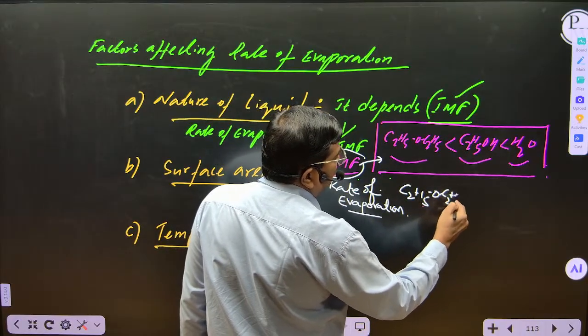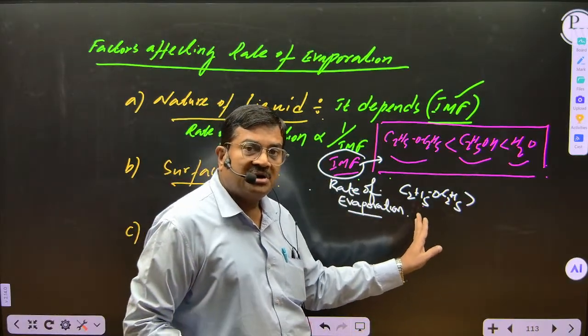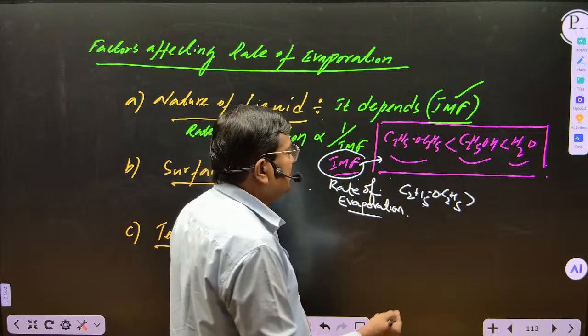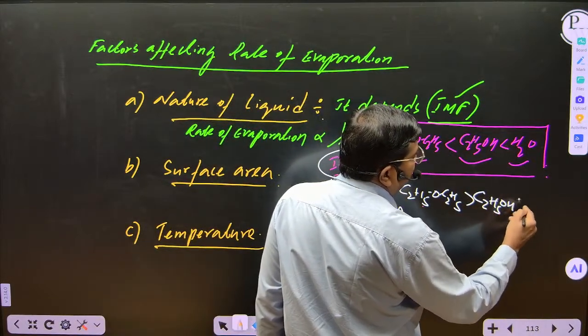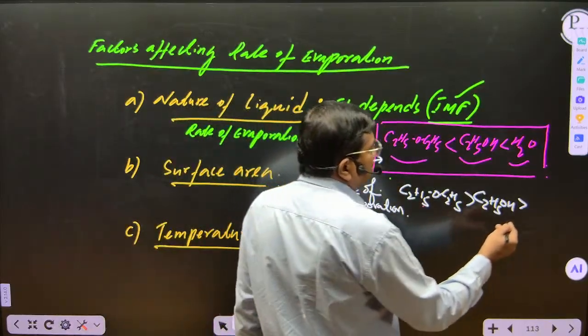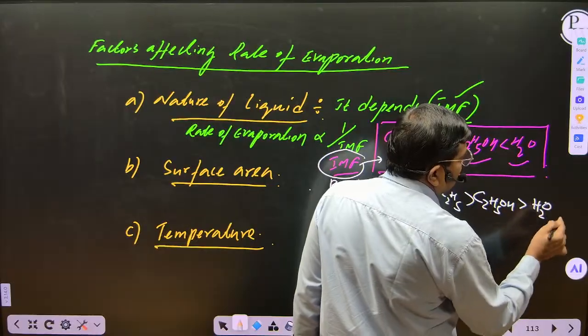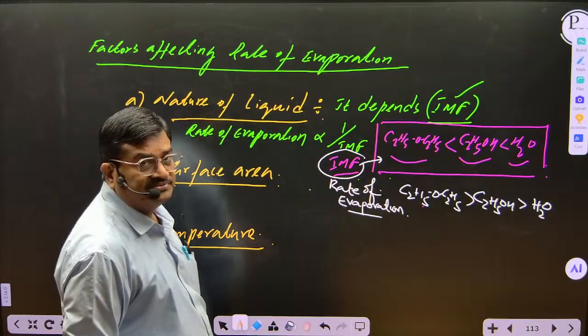Diethyl ether will have more rate of evaporation, no? Transformation of liquid into vapor will be more because intermolecular forces are less. Then comes ethyl alcohol, and the least tendency to convert into vapor will be for whom? Water. So does it depend on intermolecular forces or not, students? That's what we took here. It depends on the nature of the liquid.